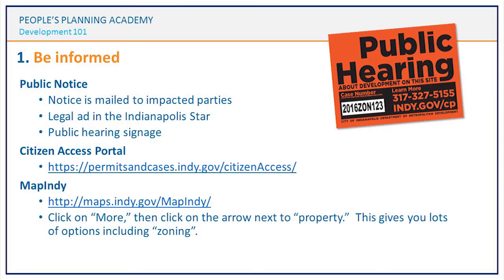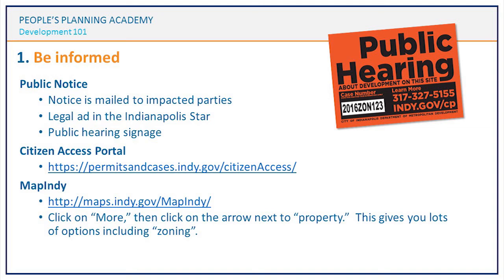So you can keep a lookout for public notices. Early in their presentation, I mentioned there are 3 ways that the hearing notices are distributed: through the mail, in the Indy Star, and then hearing signage. But you can also use the Citizen Access Portal to access permitting information and look at those cases for yourself.